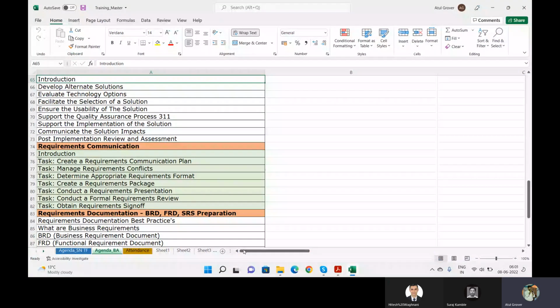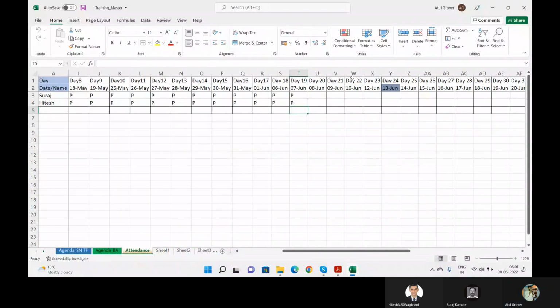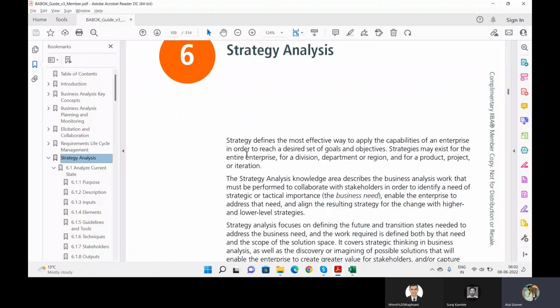We are on day number 20. That's good progress we have made. We started our journey 20 days ago and now we are on day number 20 and on chapter number 6. Now, what does this chapter actually say?